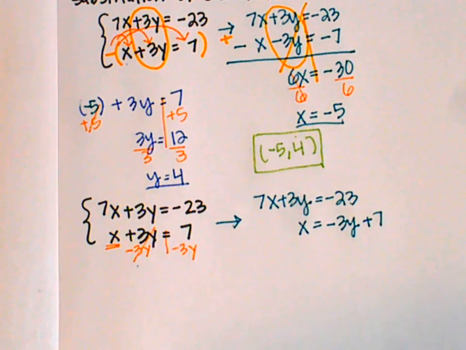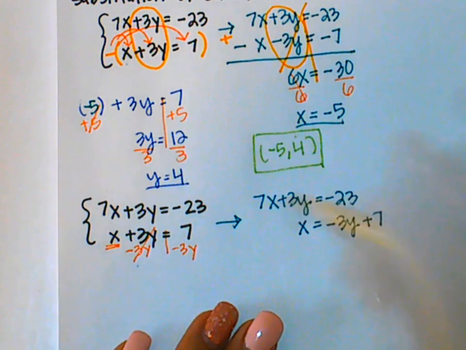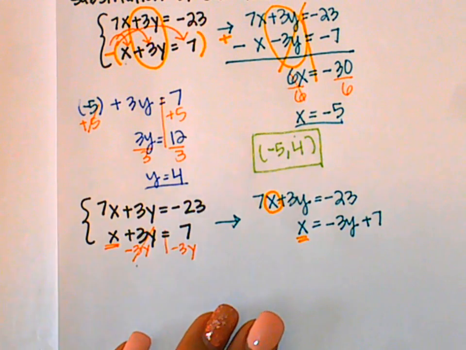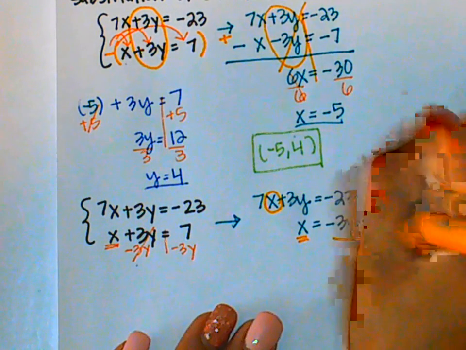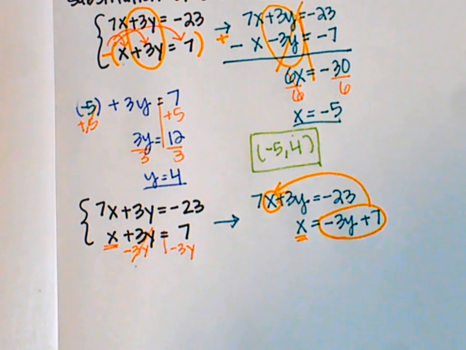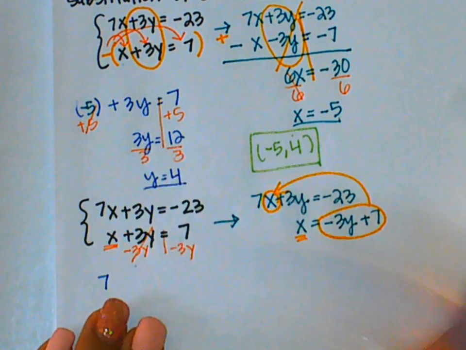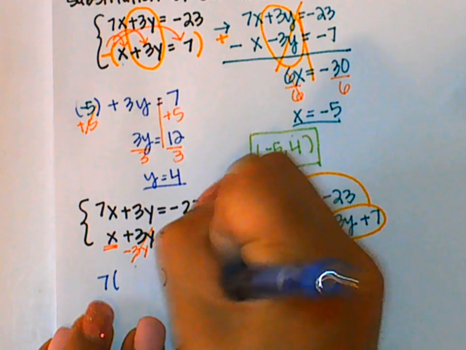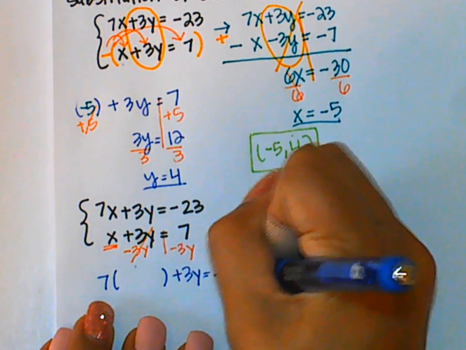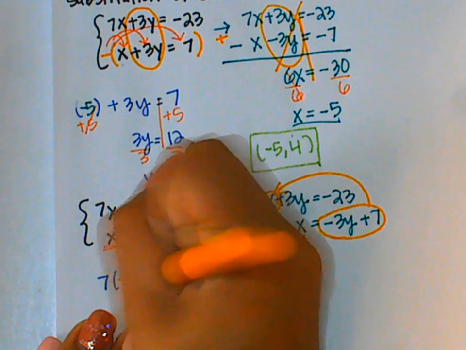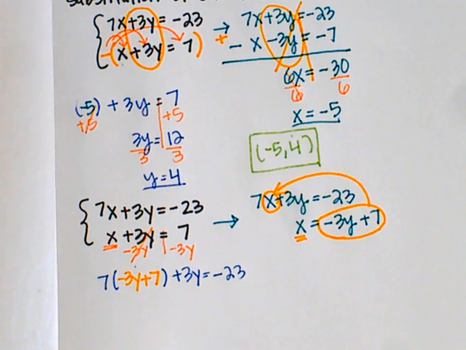From here, I identify what letter I am going to substitute. So I have my x, which is going to go into here. What I'm substituting into that is this equation right here. So when I rewrite that, I get 7, whatever I'm plugging in for x, plus 3y is equal to negative 23. What I'm plugging into that is this part right here, which is negative 3y plus 7. I'm just substituting it in.